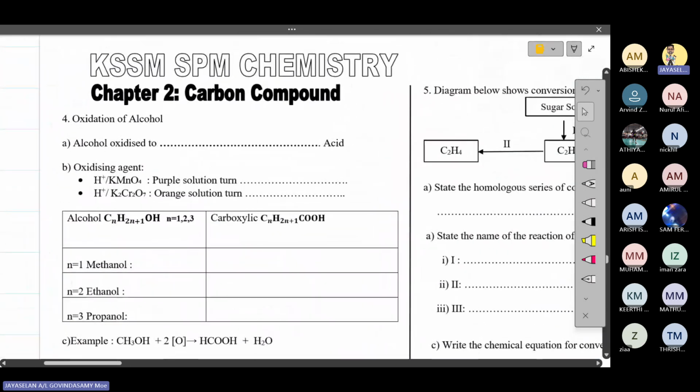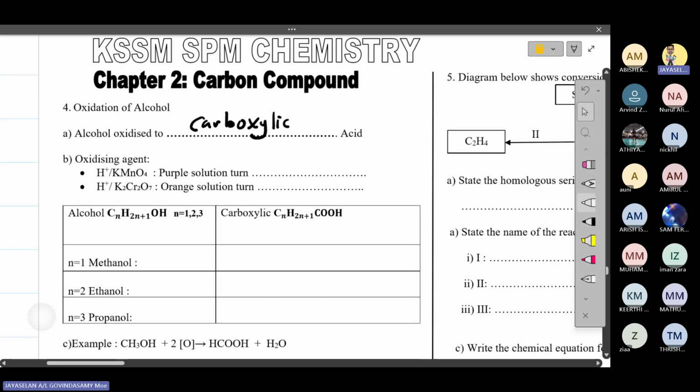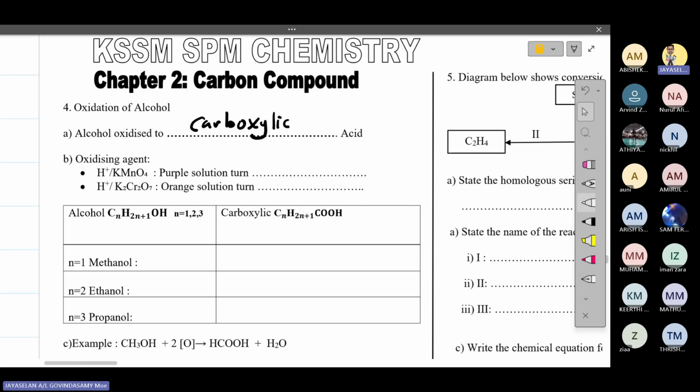Okay, oxidation of alcohol. Alcohol can be oxidized to next homologous series, carboxylic acid. Okay, kena ingat. Oxidation. So alcohol when oxidized, it will give you carboxylic acid. Tapi carboxylic acid ada satu masalah tau. Apa masalah? You kena ingat CnH2n+1COOH. Diorang sudah bagi satu C dalam compound ni. They already add 1 C in the compound. That means in the compound, they already have 1 carbon. Okay, ini kamu kena understand.